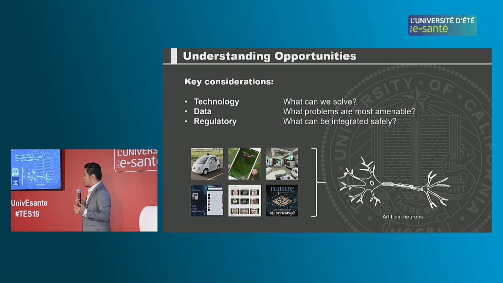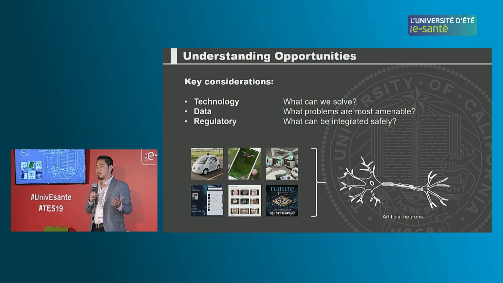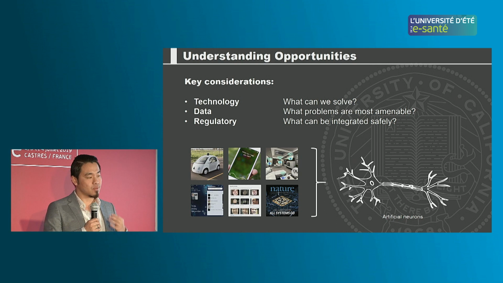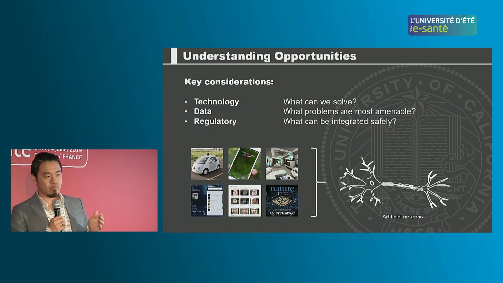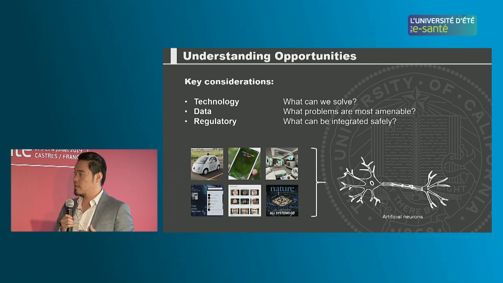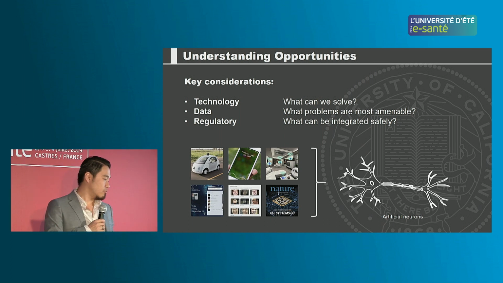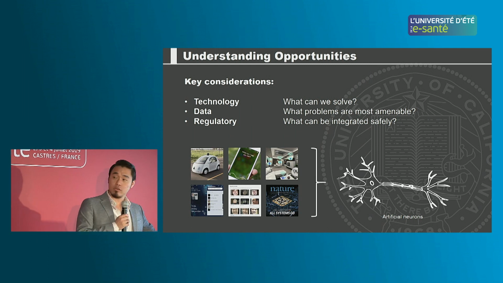So how did we get there? Well, it turns out while there's many things that AI can solve, there are practically some limitations and some considerations we need to think about. These considerations include technology. So what can we solve with AI given the current state of the tools? 2 is data, right? So do you have enough data or the correct kind of data to answer your question? And finally, we'll talk a little bit about the regulatory type of hurdles.